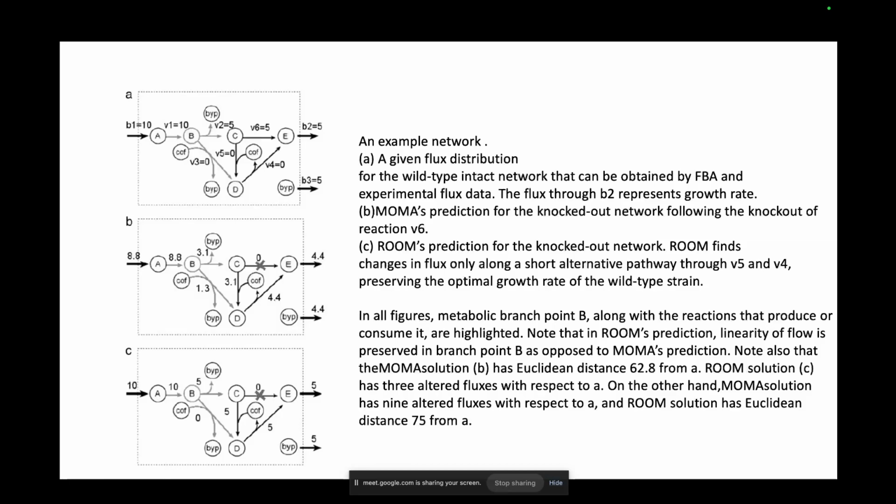Room, on the other hand, is looking at other things. And this is an example that even if the Euclidean distance is the shortest, that doesn't actually mean that is the best possible solution for the equation, right?